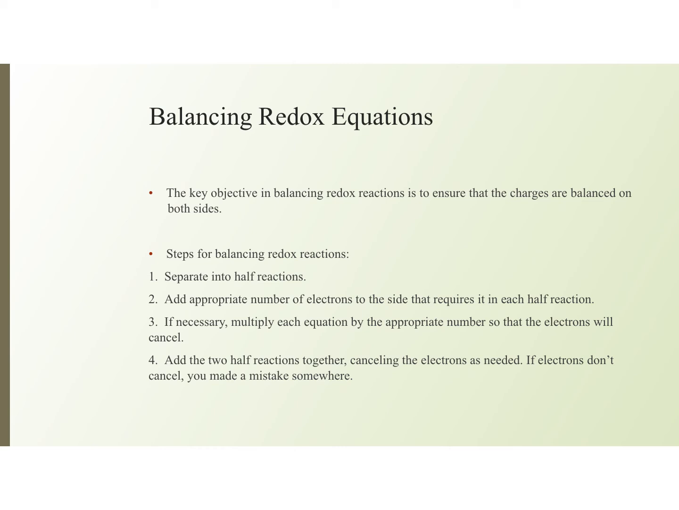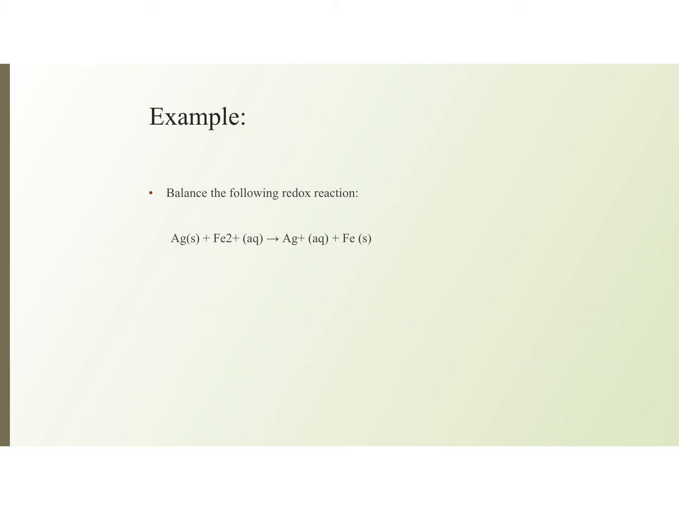So with that in mind, let's go ahead and go to the first practice. Okay, let's try balancing this equation. You can see that we have silver and iron 2 plus going to silver positive and Fe. So the first step is to separate it into two half reactions.